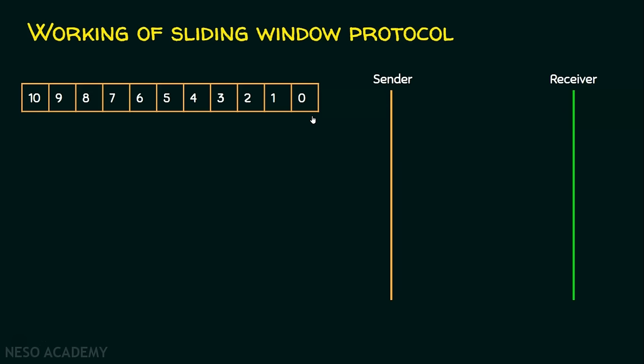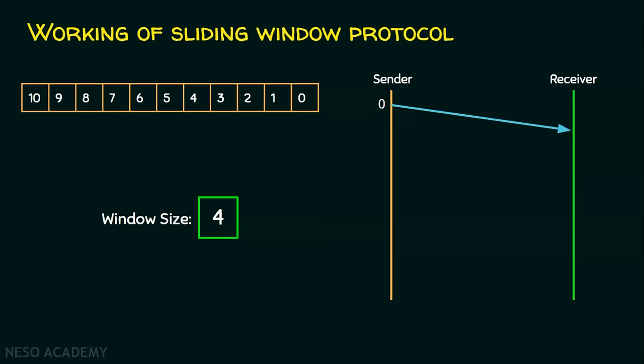Then, how many frames can be sent at a time? That is decided by a parameter called window size. For example, we will take the window size to be 4. It means 4 frames can be sent at a time. Let's say this is the first frame, that is frame 0. Let's assume the sender is sending the first frame, that is frame 0.